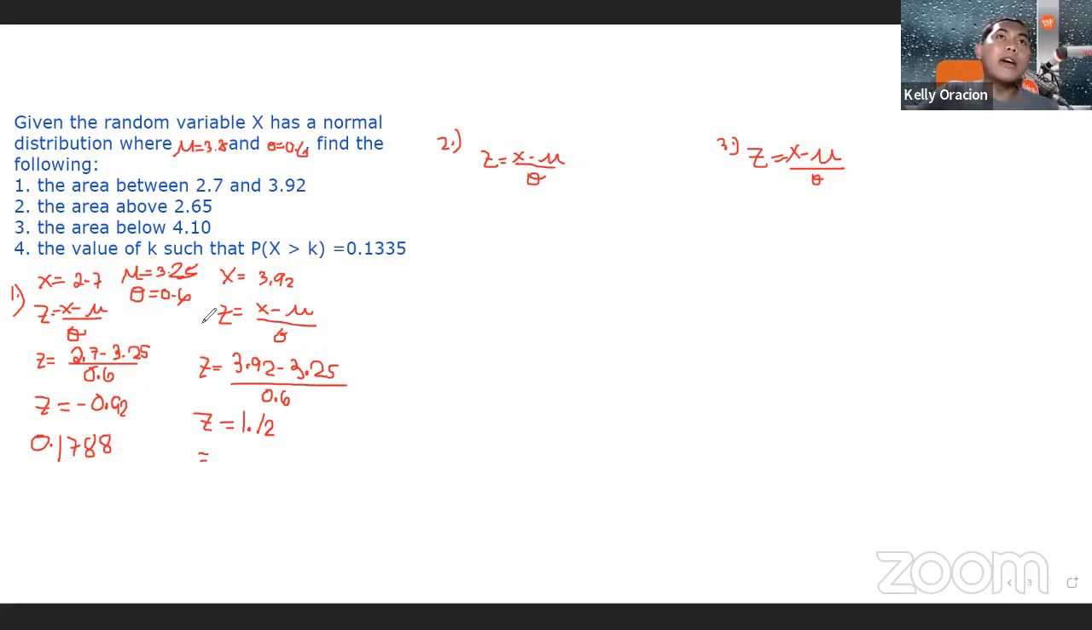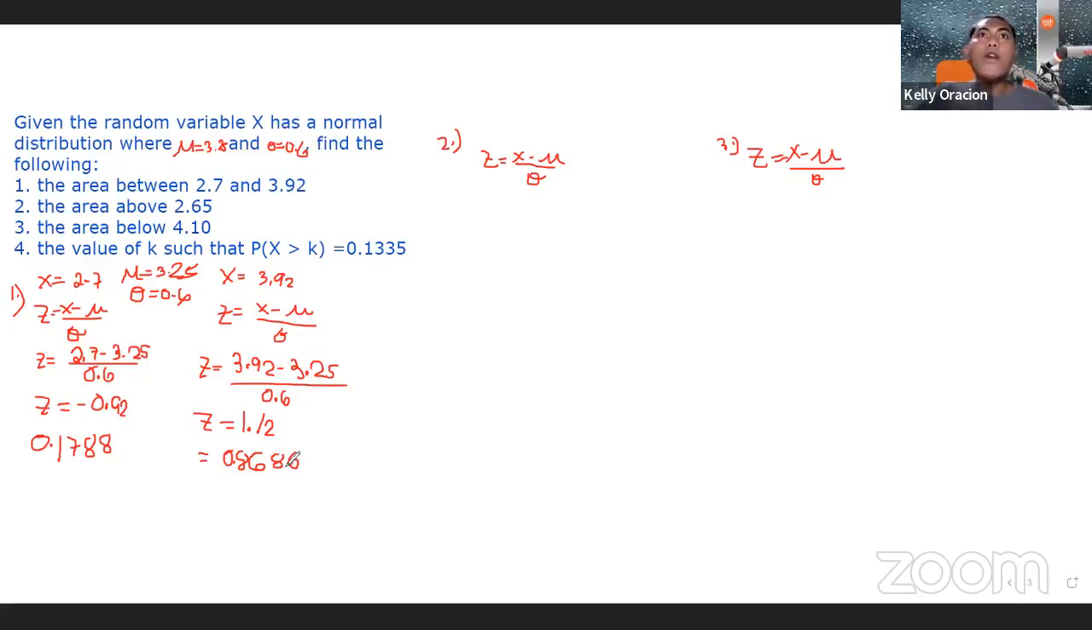What is the tabular value of 1.12? 0.8686. Thank you. That's correct. The tabular value is 0.8686.